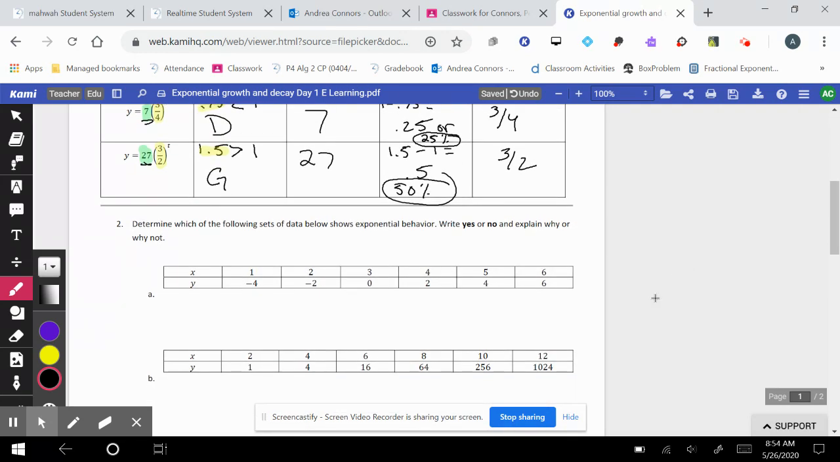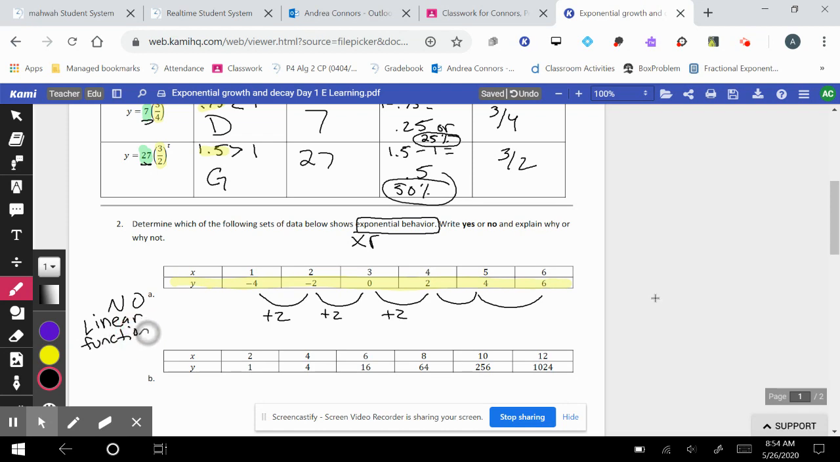Determine which of the following sets of ratios shows exponential behavior. That means you're multiplying each time. You're multiplying by a common ratio. To do this, all you do is look at the y values and try to find a common ratio. You are seeing, are they multiplying or adding every single time? Well, here, I know 0, 2, 2, 4, 4, 6. That's adding 2 each time. So this is no. This is a linear function, because you're adding every time.